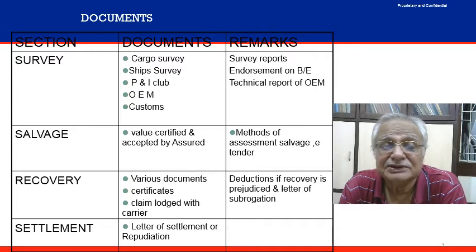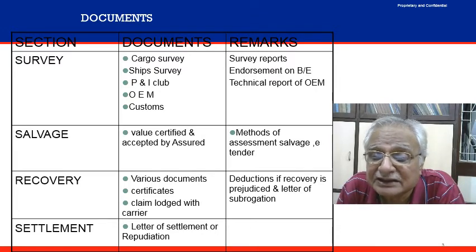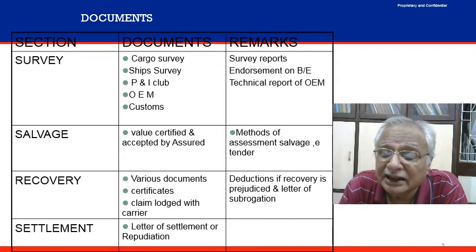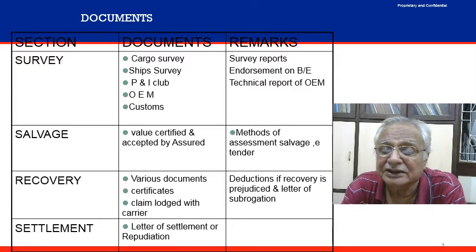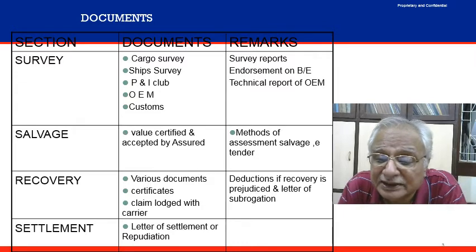One should understand that various documents and certificates are required, and a claim has to be lodged with the carrier. If they are not paying it, then you will have to file a recovery suit against the carrier. But this recovery process should be complete.